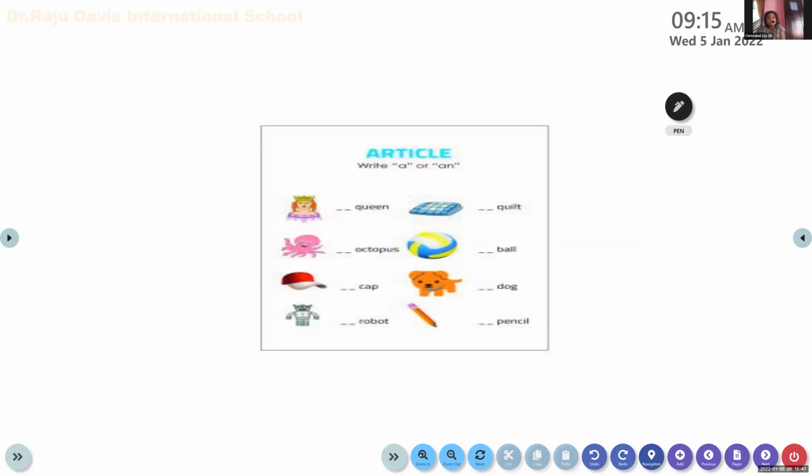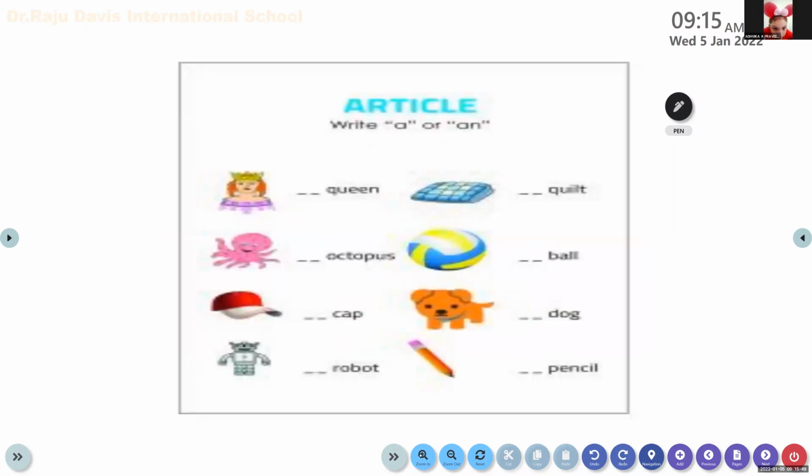Can you see the board? Now this exercise is not there in your workbook. Let's do this first, then we'll move on to the exercise which is there in your workbook. Now you can see a picture of a queen here. Queen starts with which letter, my dear children? Q. Yes, it's a consonant letter, so we have to use "a." Very good. A queen.